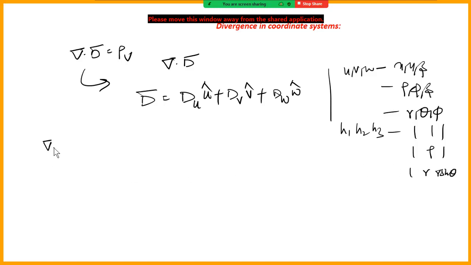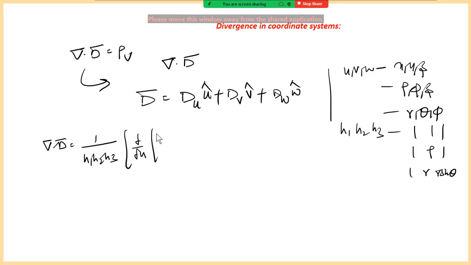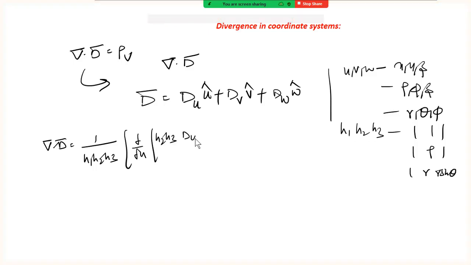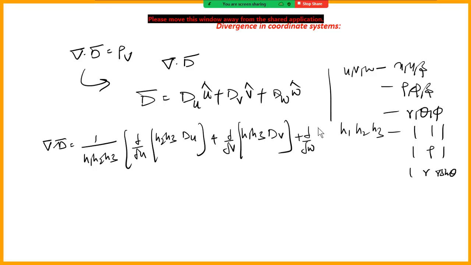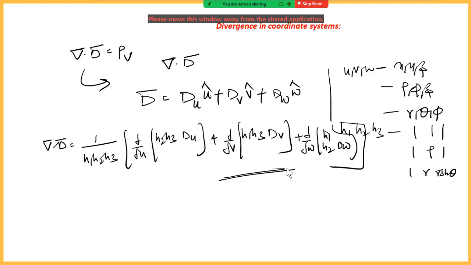So what is del dot D bar? It is equal to 1 by h1 h2 h3 times dou by dou u of h2 h3 Du, plus dou by dou v of h1 h3 Dv, and continuing, dou by dou w of h1 h2 Dw. This is del dot D bar. In any coordinate system you can apply this formula and get the related formula. Depending upon the problem, you can use the corresponding formula of the divergence.